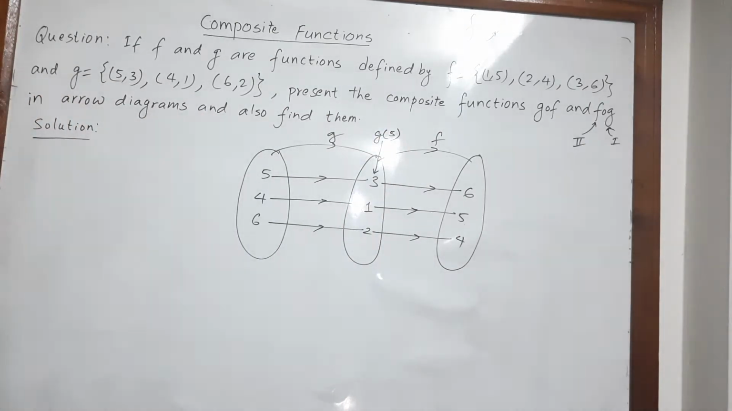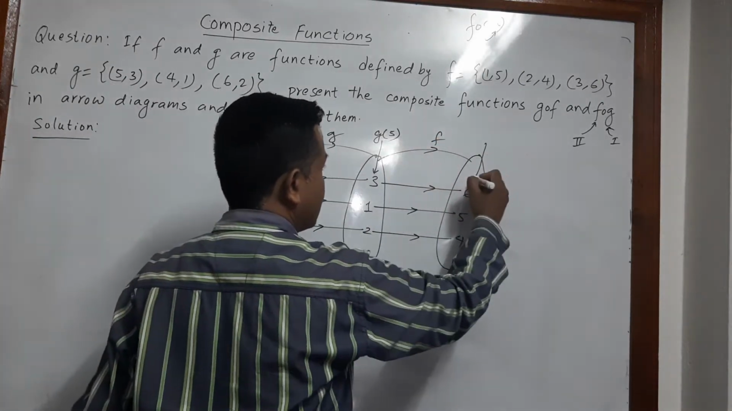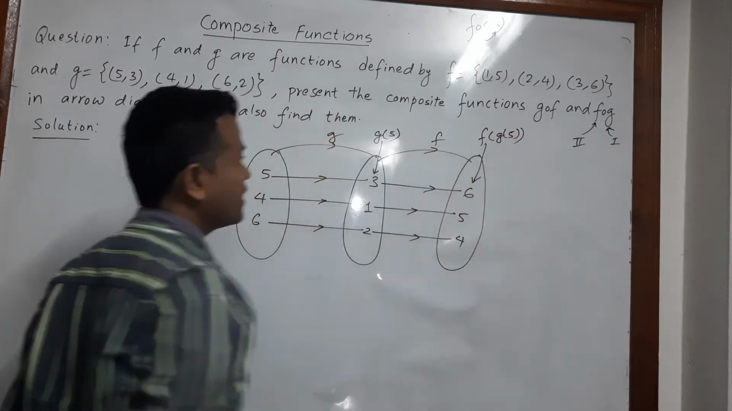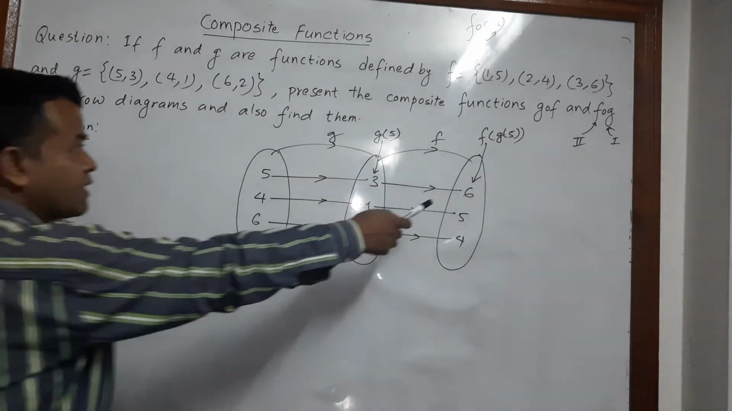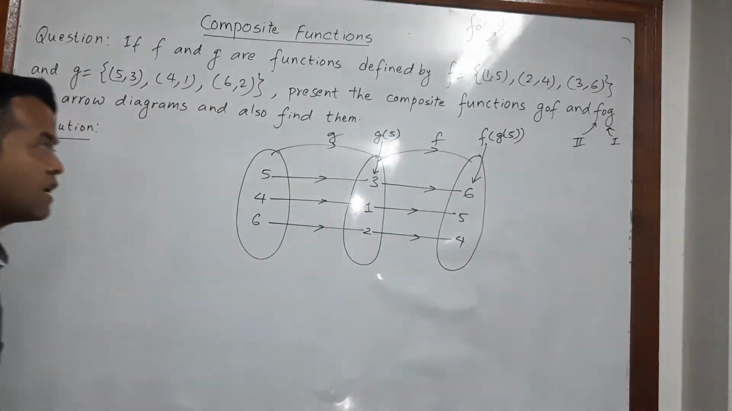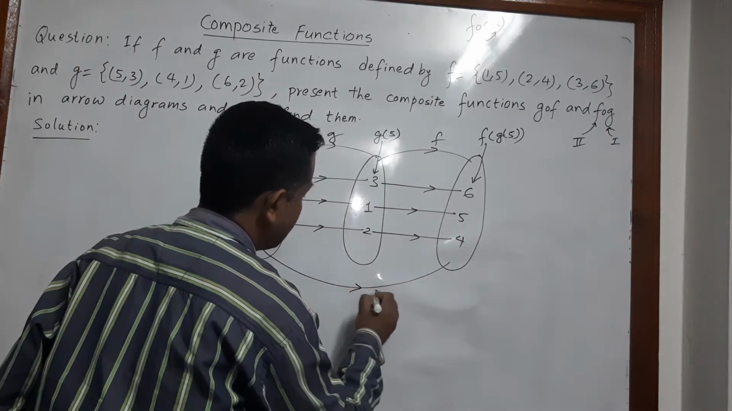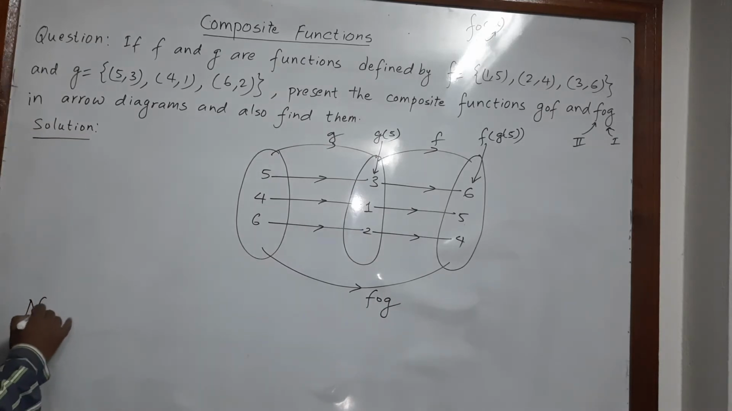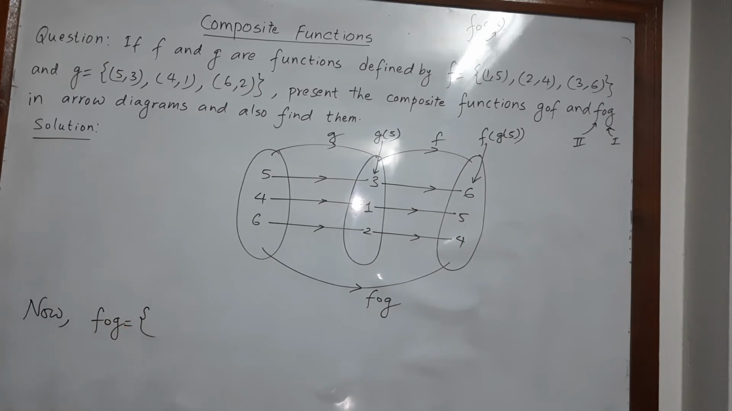And similarly, when f operates on this z5, then we get 6. So here this 6 is f(z(5)), so this composite function is f of z. Okay, so this is the f of z. And now f of z is written this way.